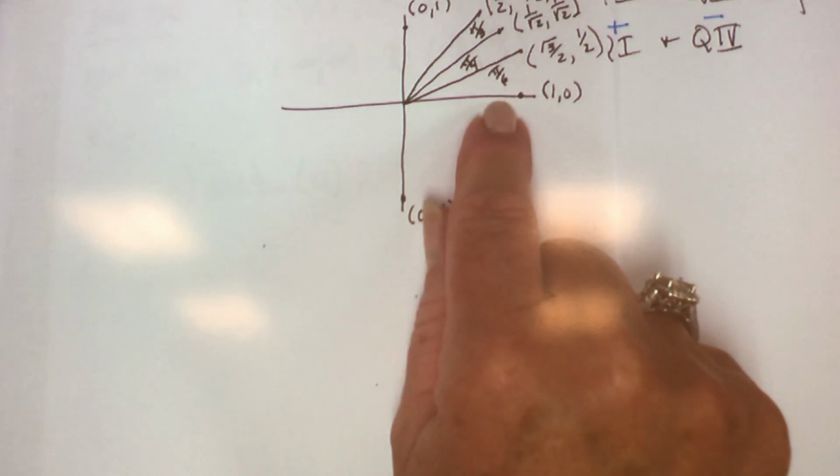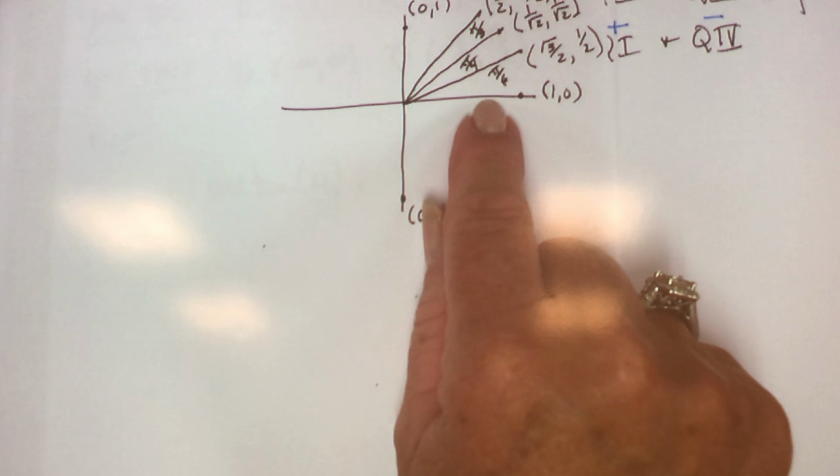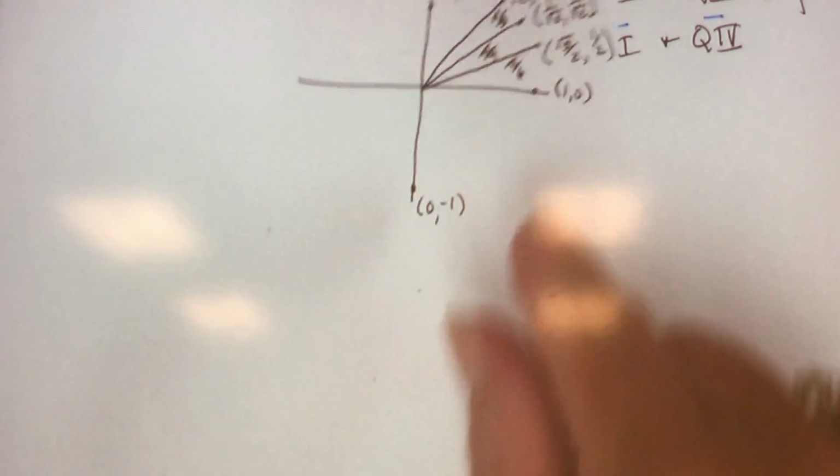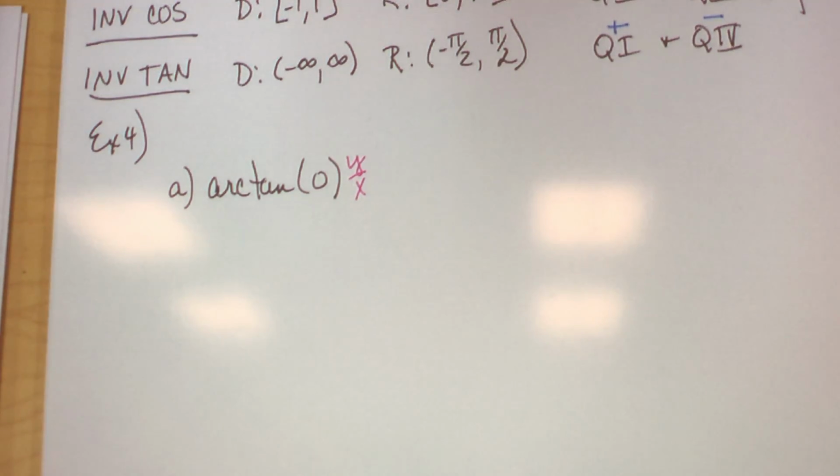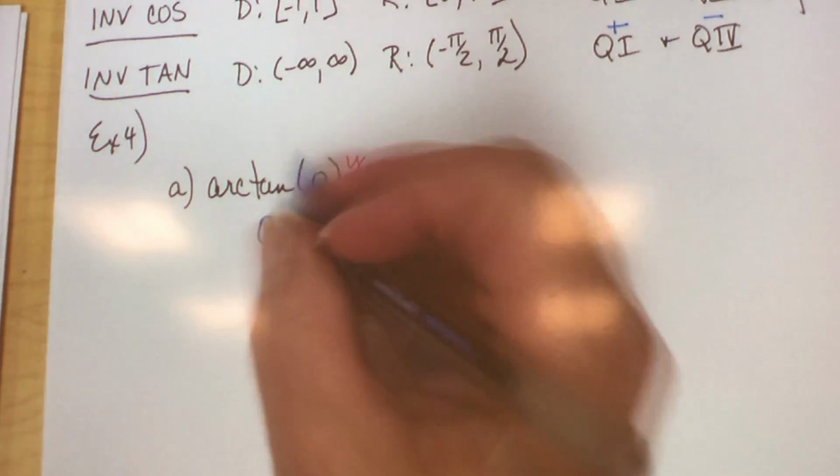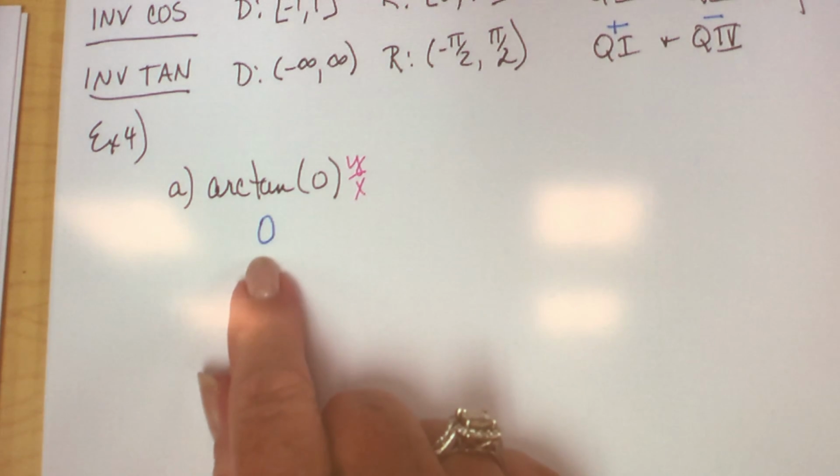What is the angle right here? Nothing. What's the number for nothing? 0. Good. You're finding the angle. Okay. 0. Good job. 0 what?